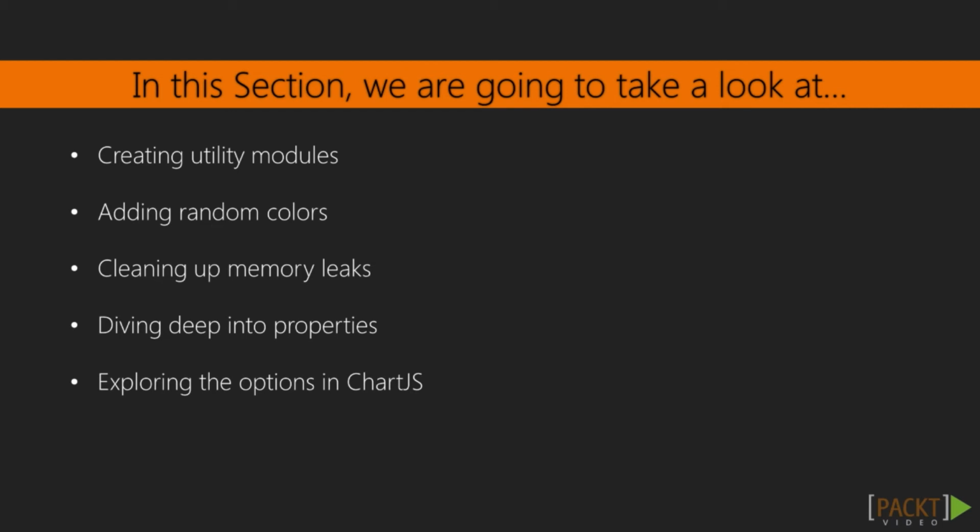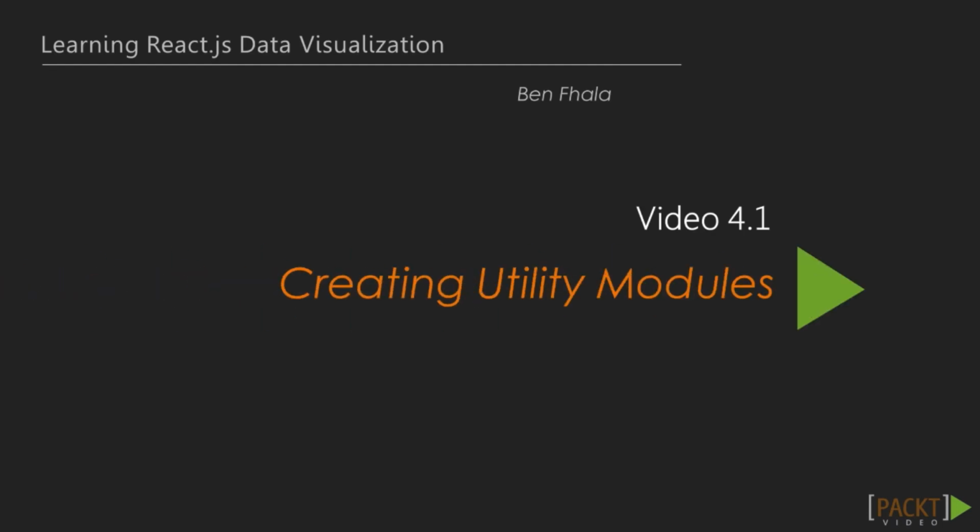We're also in this chapter going to learn how to add random colors, but in that process we're going to learn about the overall idea of searching for things that exist instead of trying to create them yourself. We're also going to take a look at how we improve and clean up the memory leaks that currently exist in our React component, and also dive deep into the world of properties within React. Last but not least, we're going to take a nice foray into exploring the options that are available within Chart.js. With that said, let's jump right into our first lecture where we'll be creating a utility module.